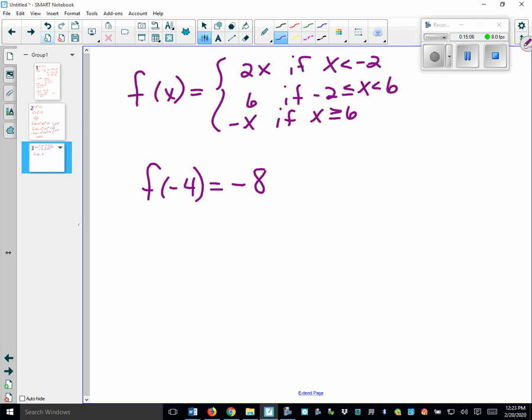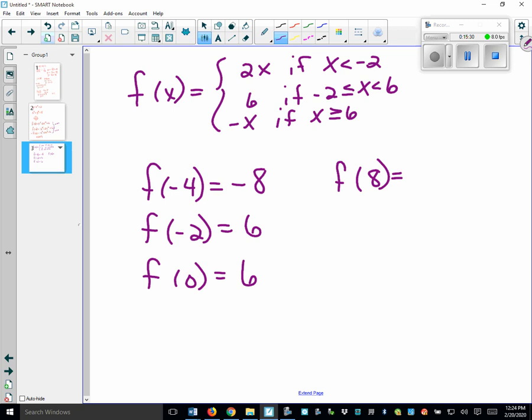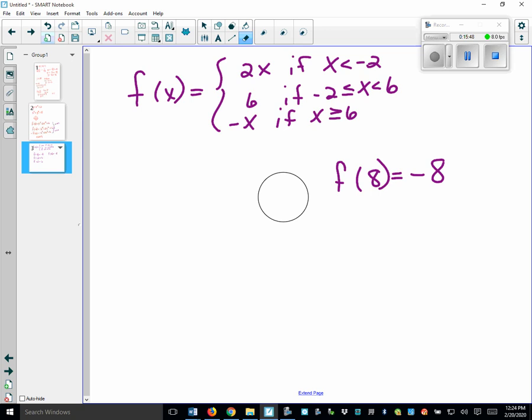What is f of negative 2? 6. What is f of 0? 6. What is f of 8? Negative 8. We agree? I agree. So you know how to do piecewise functions? I do. Good. Let's graph this one. Okay with you if I graph it? Yeah.